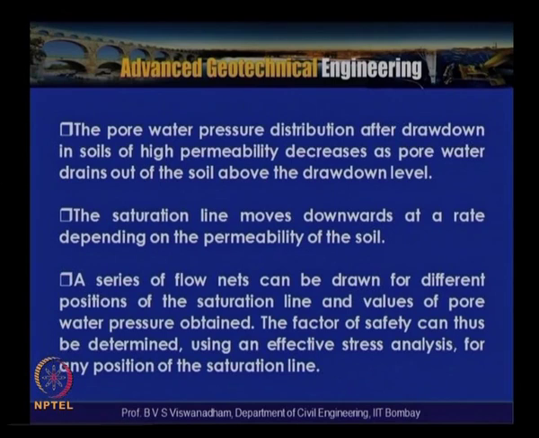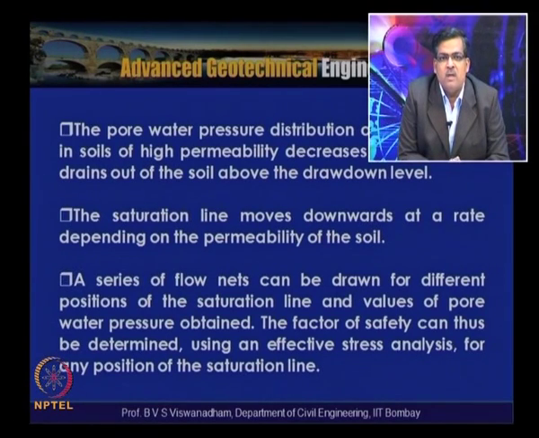The pore water pressure distribution after drawdown in soils of high permeability decreases as the pore water drains out of the soil above the drawdown level. So one inference is that the pore water pressure distribution after drawdown in soils having high permeability decreases as the pore water drains out of the soil. The saturation line moves downward at a rate depending upon the permeability of the soil. The rate at which the saturation line, the phreatic surface or top flow line, moves depends upon the type of soil, that is, its permeability.